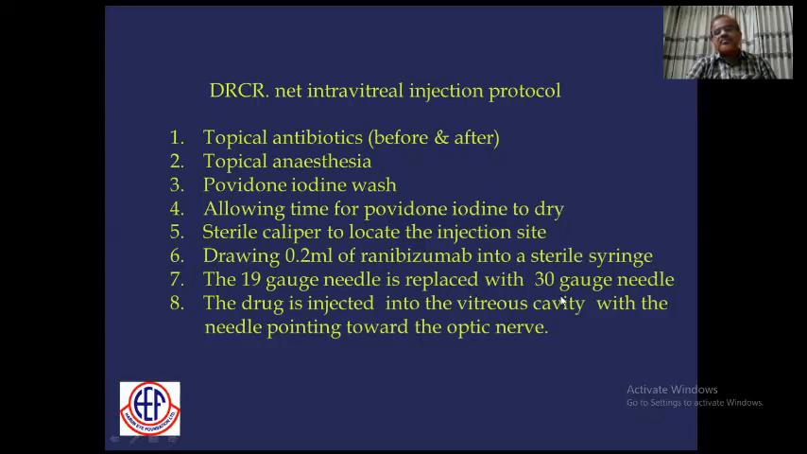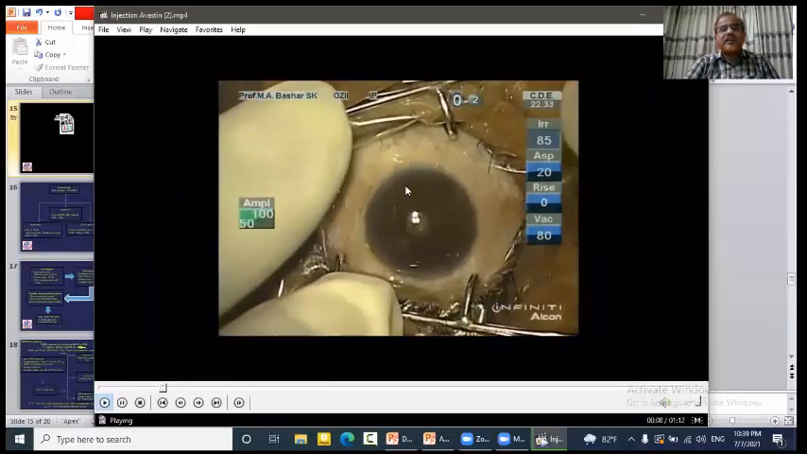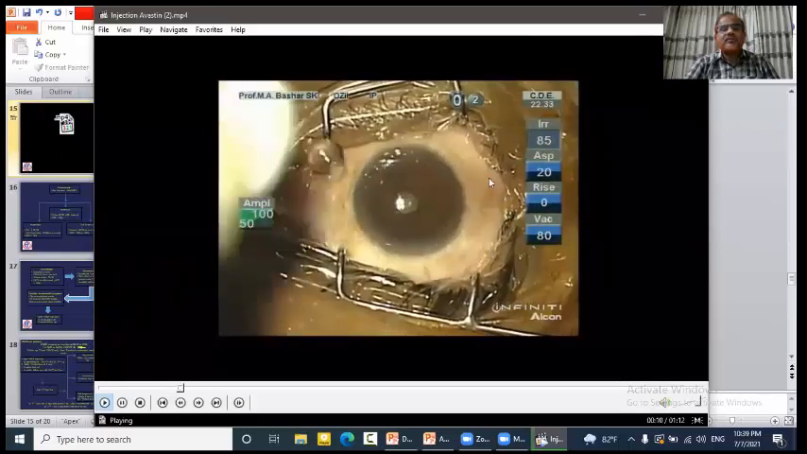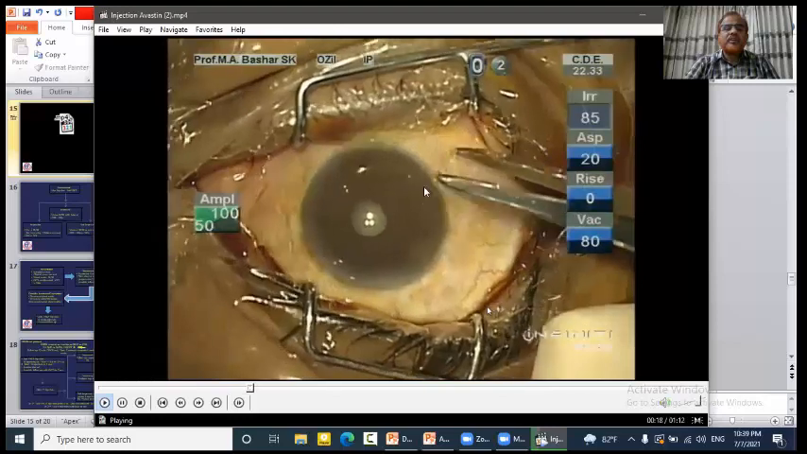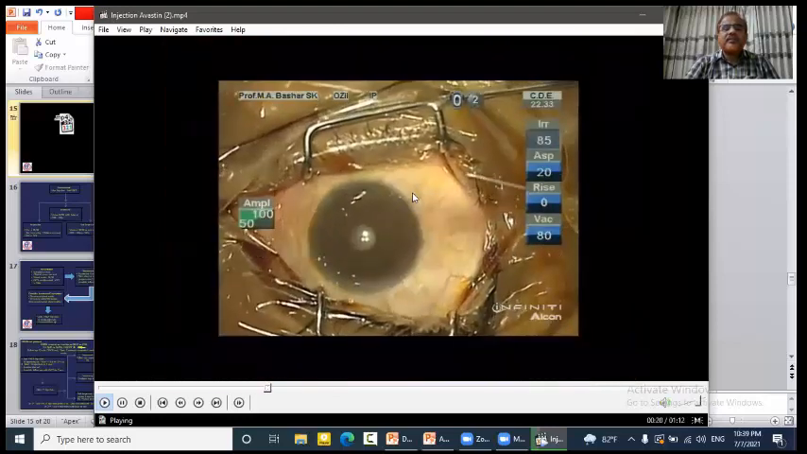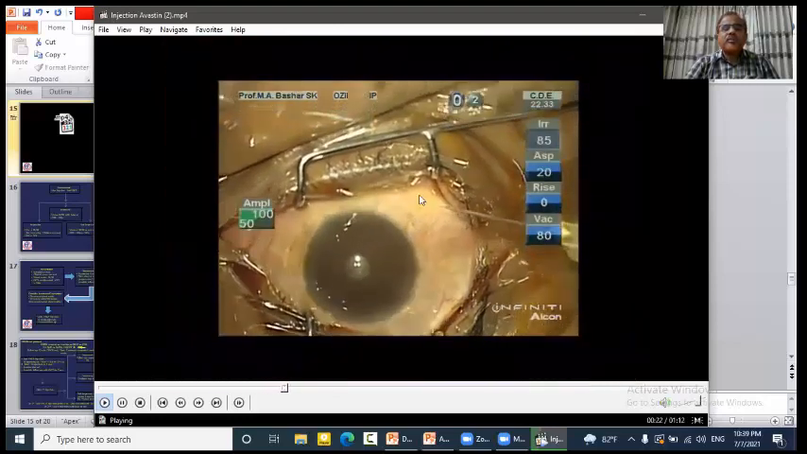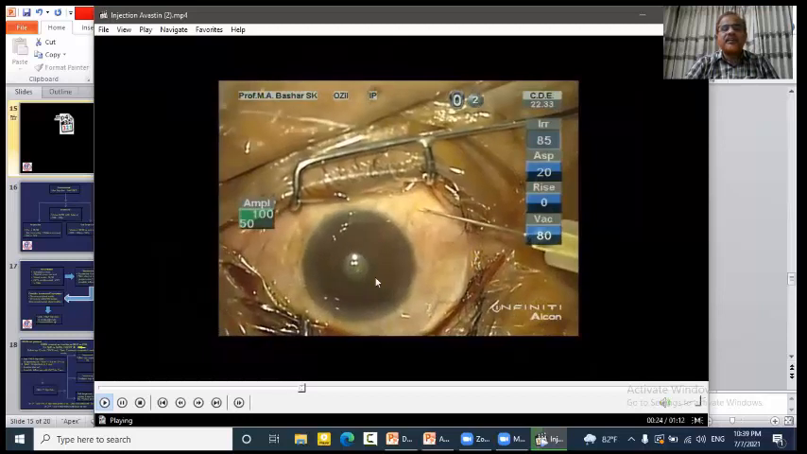Then it is replaced by a 30 gauge needle, and the drug is injected into the vitreous cavity with the needle pointing toward the optic nerve. After washing and draping the eye, povidone iodine was given, and then mark 4 millimeters away from the limbus, as in the phakic guide.